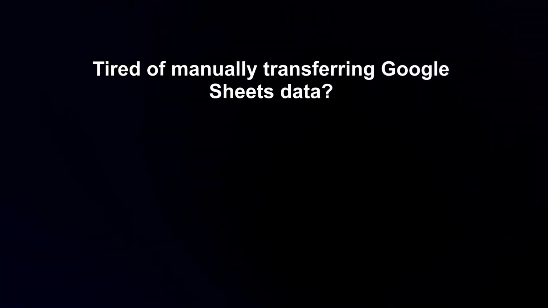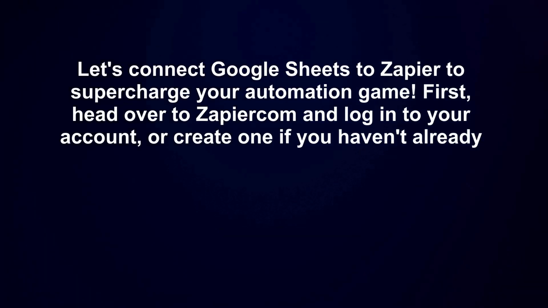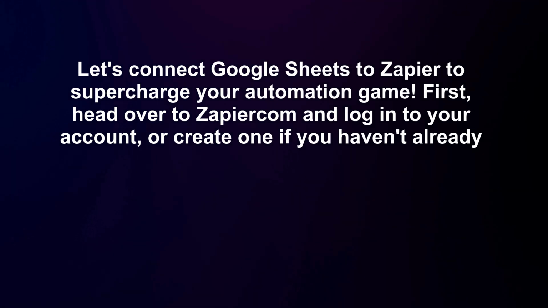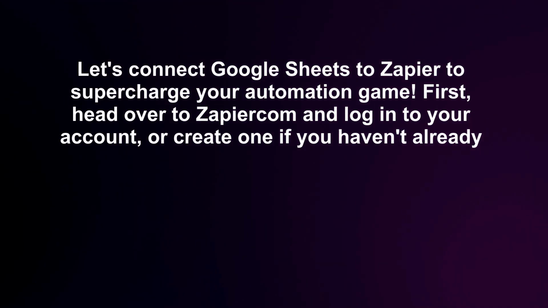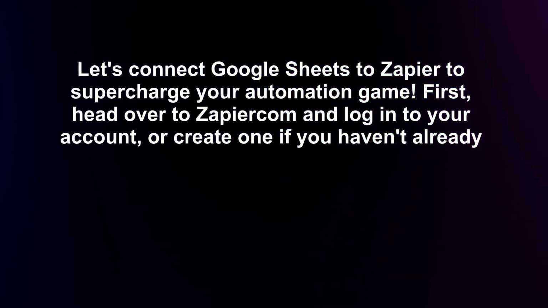Tired of manually transferring Google Sheets data? Let's connect Google Sheets to Zapier to supercharge your automation game. First, head over to Zapier.com and log into your account, or create one if you haven't already. Once you're logged in, click the Create Zap button to start a new automation.